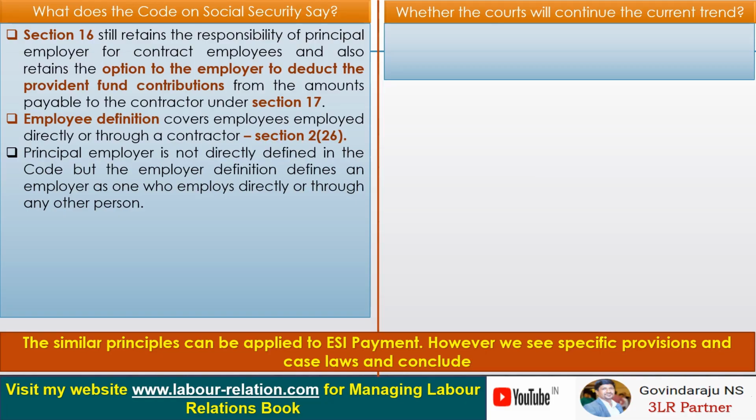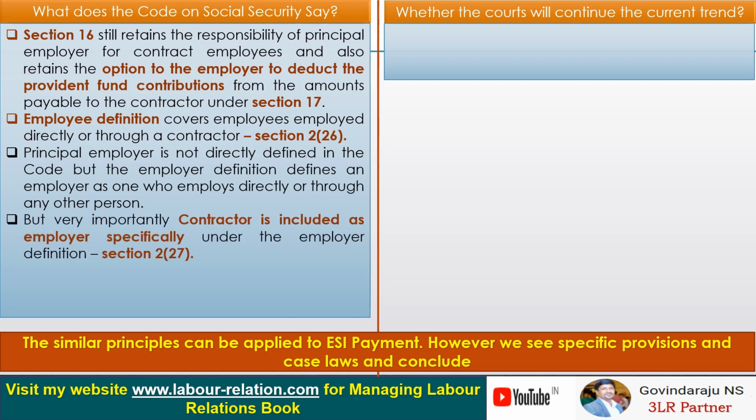But very importantly, the code has defined contract labor and contractor separately, and the contractor is included as an employer very specifically under the employer definition. You can go to section 227. This is very clear that the contractor is also included as an employer for the purpose of the code. This means the contractor is going to be liable more and more, with very important responsibility fixed on him, and in case of non-compliance he can also be held responsible as employer for all the purposes of the code.